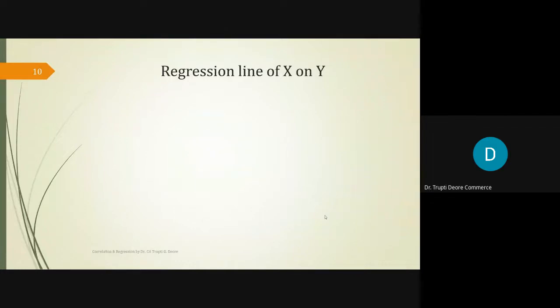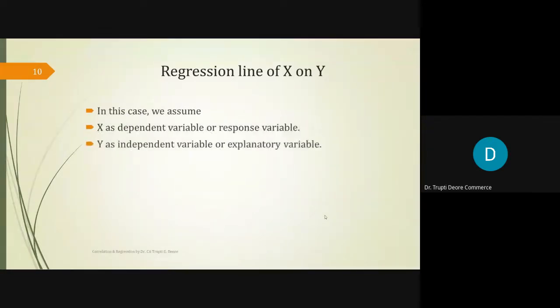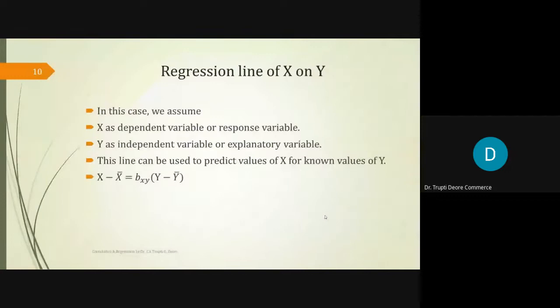It's the reverse of y on x. Here x is the dependent or response variable, and y is the independent variable, the explanatory variable. This line can be used to find the value of x for a known value of y. It is calculated as x minus x bar is equal to bxy into y minus y bar. Here bxy is equal to covariance of xy upon sdy square.